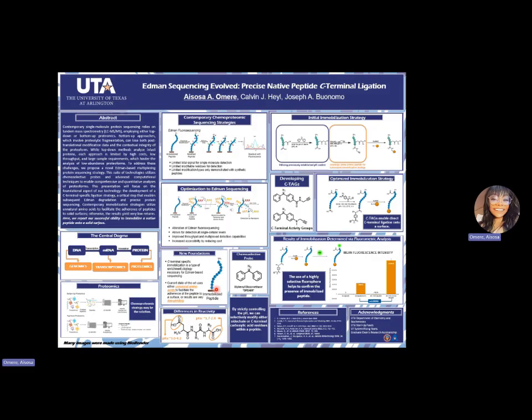And so what I've done is I've taken a chemoselective probe, diphenyldiazomethane. It reacts with carboxylic acids. We decided that this would be a good thing to attempt to target the C-terminus.